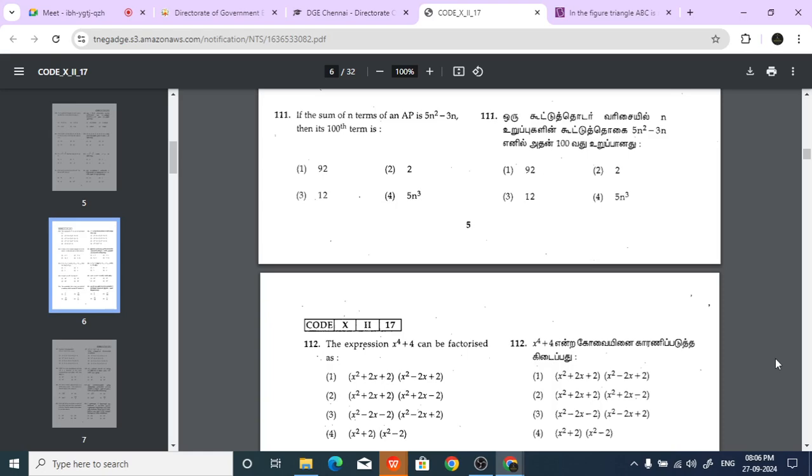Sir, fourth option. Fourth option, just check. Is it the fourth option? The fourth option is not the correct answer. That I can tell you. Fourth option is not correct. That x power 4 minus 4 is coming, sir. Okay. Then why did you say fourth option? Hari, you said that? Yes, it is, sir.